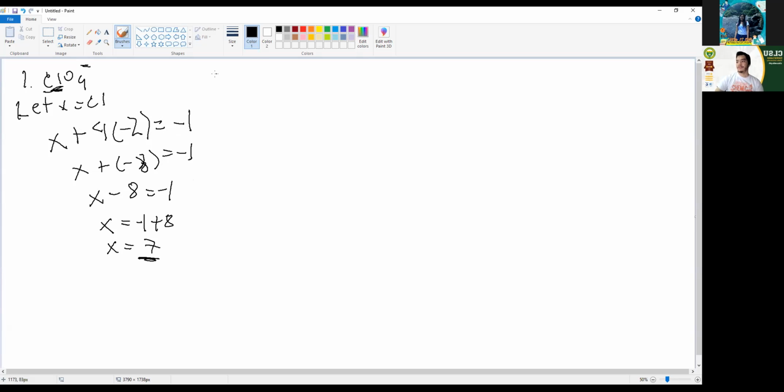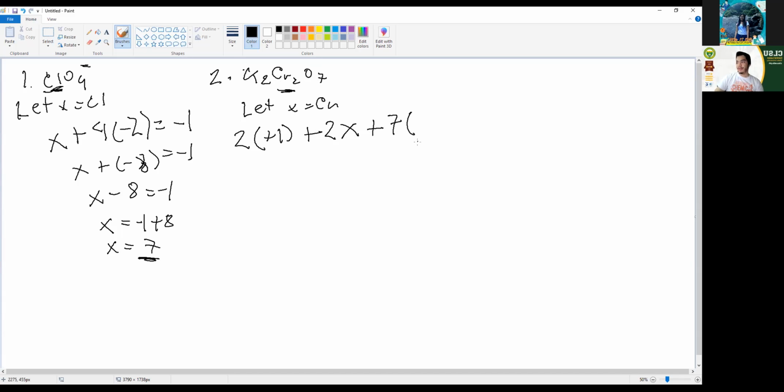For number 2, you have potassium dichromate, K2Cr2O7. Ito yung hinahanap, si Cr. Let X is equal to Cr. Since dalawa si potassium, 2. From yung rules kanina, si potassium, alkali metal, positive 1. Plus, since ang hinahanap natin si Cr, plus X, and since dalawa siya, multiply natin sa 2. Plus, 7 yung oxygen, alam natin si oxygen is negative 2. Neutral yung compound, so ang total charge is 0.